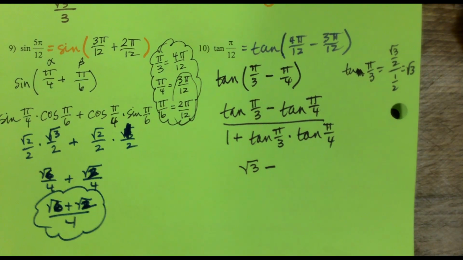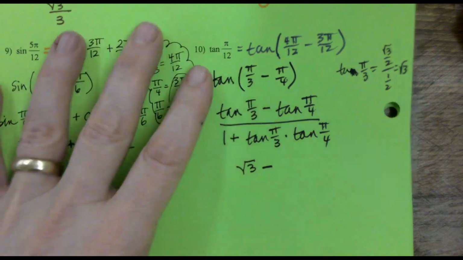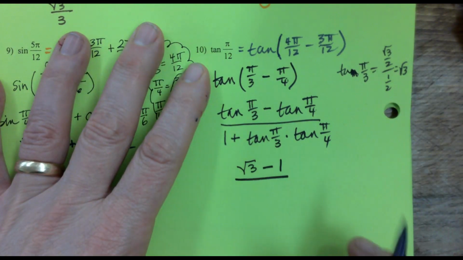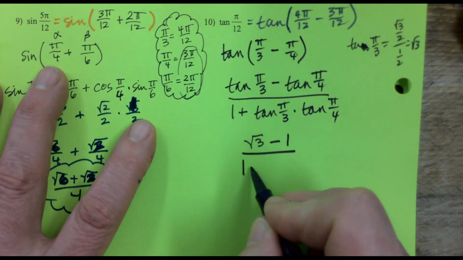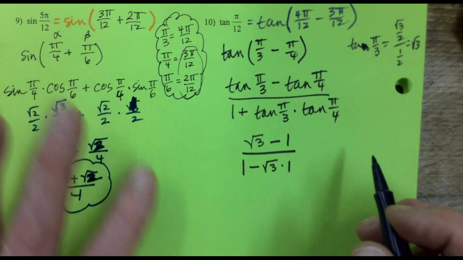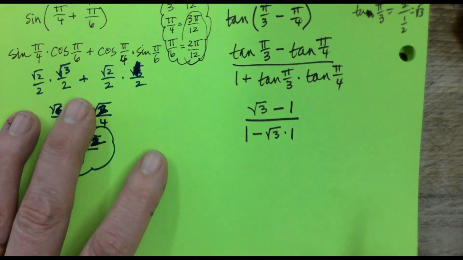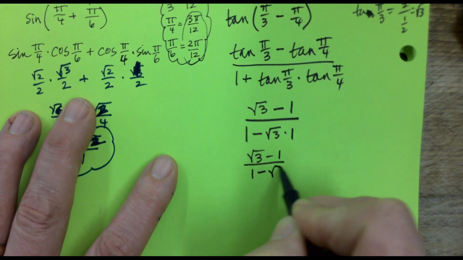How many have the tangent of pi over 4 memorized? You guys know it on sight, no thought. What is the tangent of pi over 4? 1, because that's when the sine and the cosine are the same. And then this is 1 minus the square root of 3 times 1. Or the square root of 3 minus 1 over 1 minus the square root of 3.